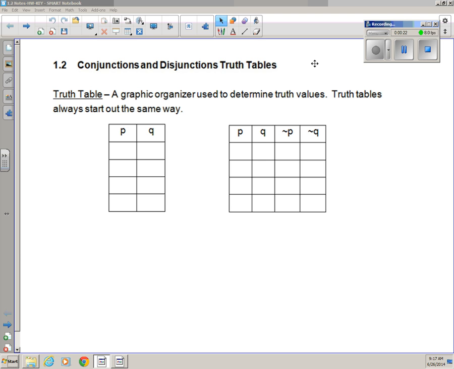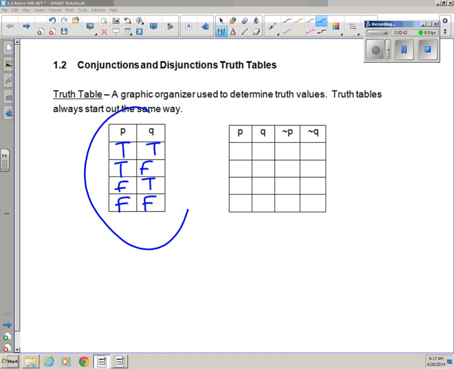But we talk about two different statements. One statement we're calling P, one statement we're going to call Q. And the idea for the truth values is we start out with all the different possible combinations of trues and falses. So we could have a true and a true, we could have a true and a false, we could have a false and a true, or we could have a false and a false. So truth values always have to start out this way. You need to memorize this beginning point, and it has to be done the same way all the time.